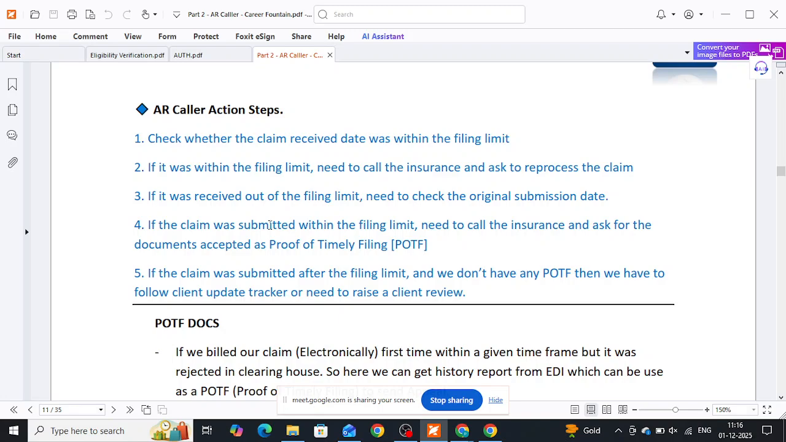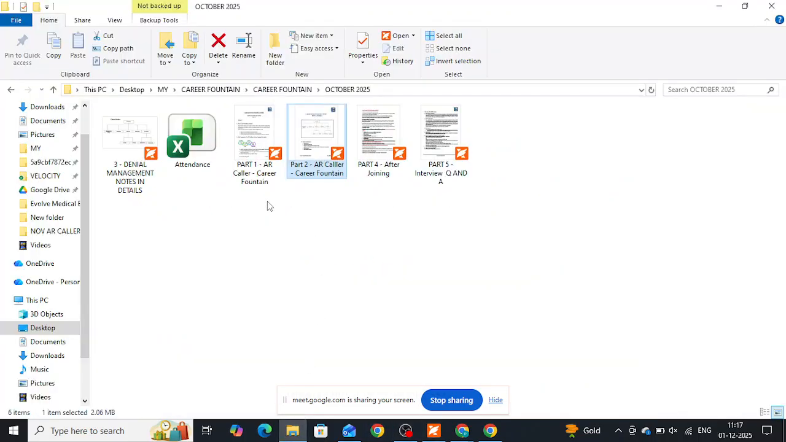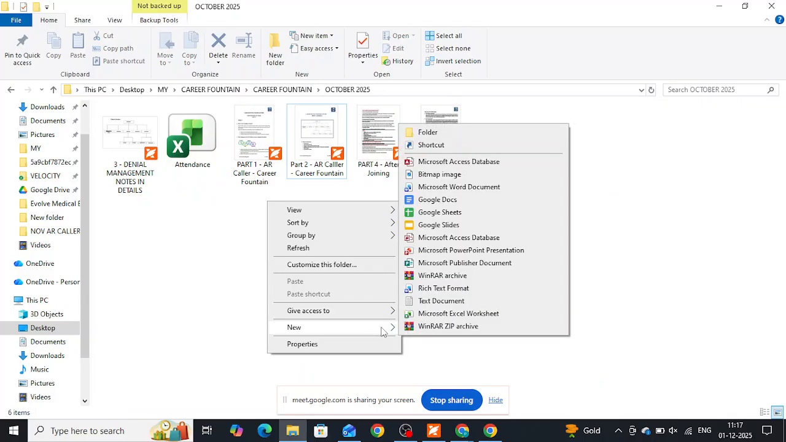Okay, so if the claim was submitted after the given time frame and we don't have proof of timely filing limit, then what do we have to do? We don't have proof of timely filing limit. So what kind of proof of timely filing limit is there? Okay, let me create one Excel file.